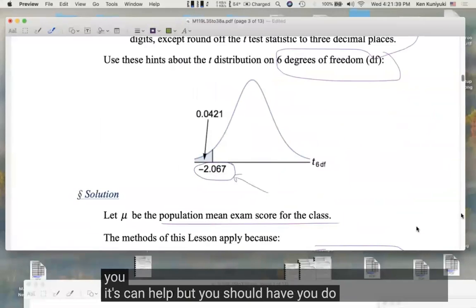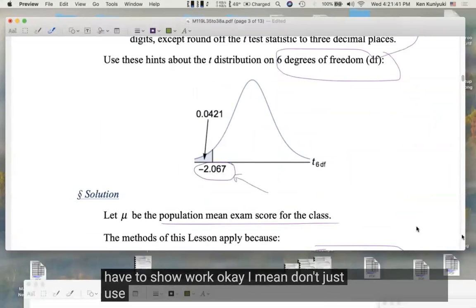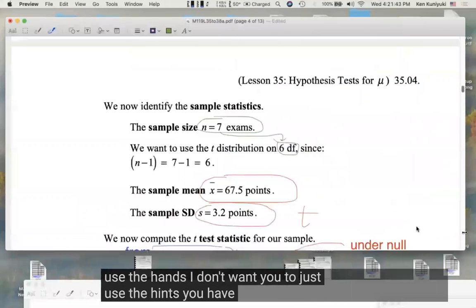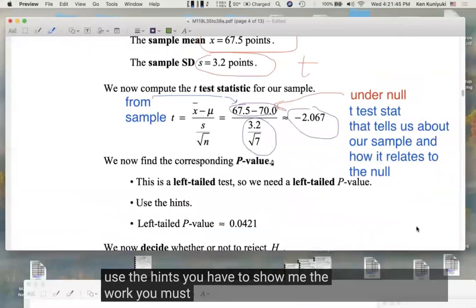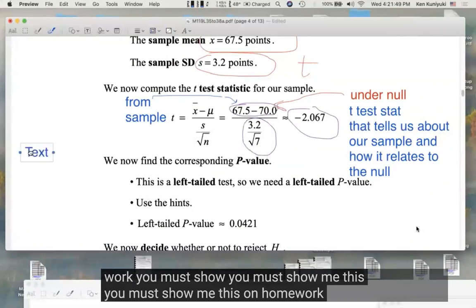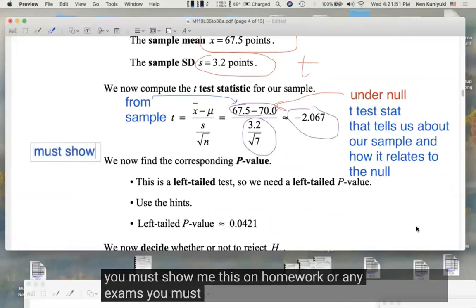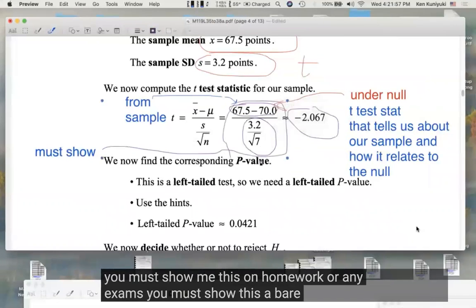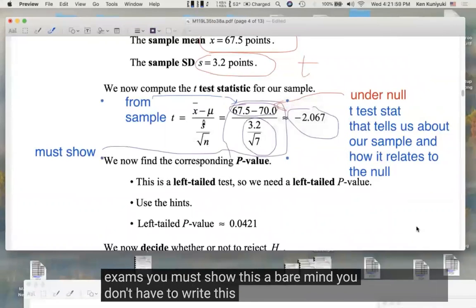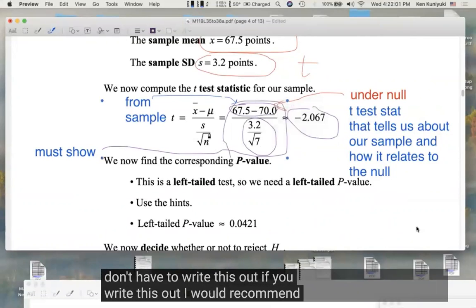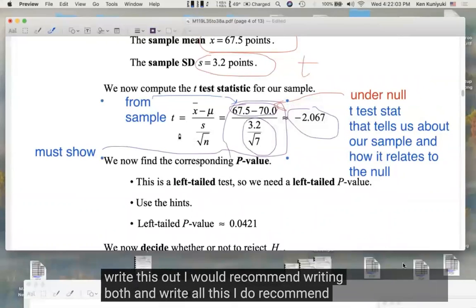But you do have to show work, okay? Don't just use the hints. I don't want you to just use the hints. You have to show me the work. You must show me this. On homework or any exams, you must show this. Bear in mind, you don't have to write this out if you write this out. I would recommend writing both. And I do recommend you write all of this.